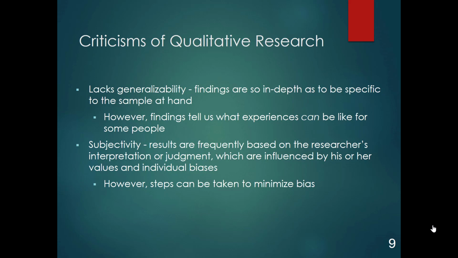But steps can be taken to minimize bias. And with subjectivity, when you're doing qualitative, you can do some other things in terms of minimizing those biases by maybe doing triangulation of the data, where you can have different researchers look at the data, and then if three different people look at the data and come up with the same interpretation, then that also reduces the bias and reduces the subjectivity.